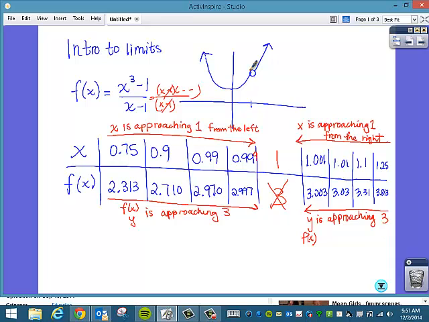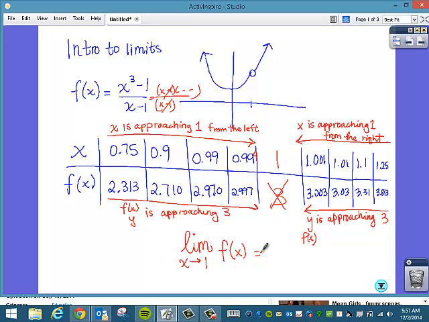So the way that we would write this in limit notation would be the limit as x approaches 1 of f of x, so of our function.